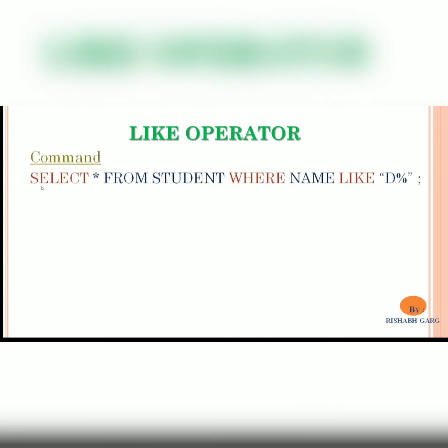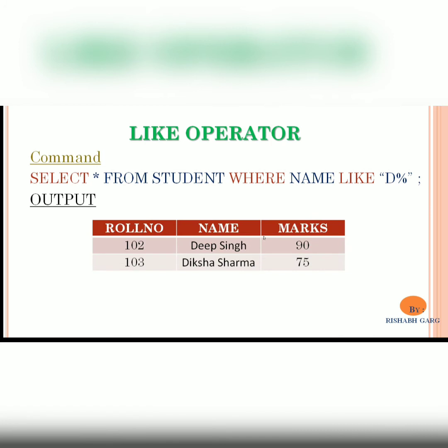First we will write the SELECT statement. For displaying the entire record we will use the star. Then we will use the FROM keyword. After that we will write the table name, that is student. Then we will use the WHERE clause. After that we will write the field name, that is name. Then we will use the LIKE operator along with the pattern. At last we will use the semicolon for terminating our command. After executing this command, only those records will be displayed whose name begins with D.